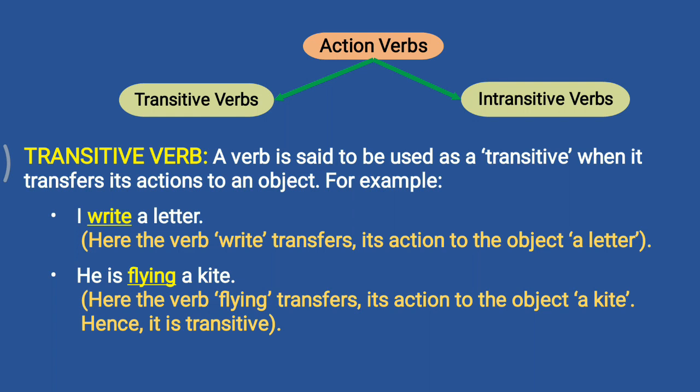Let's discuss transitive verb. A verb is said to be used as a transitive when it transfers its action to an object. For example, I write a letter. Here the verb write transfers its action to the object a letter. He is flying a kite. Here the verb flying transfers its action to the object a kite. Hence it is transitive.